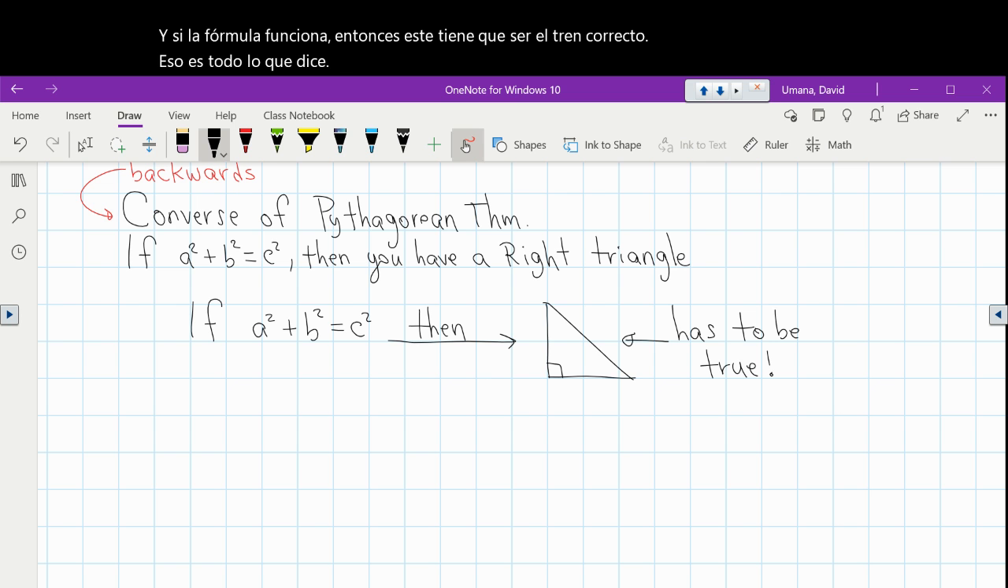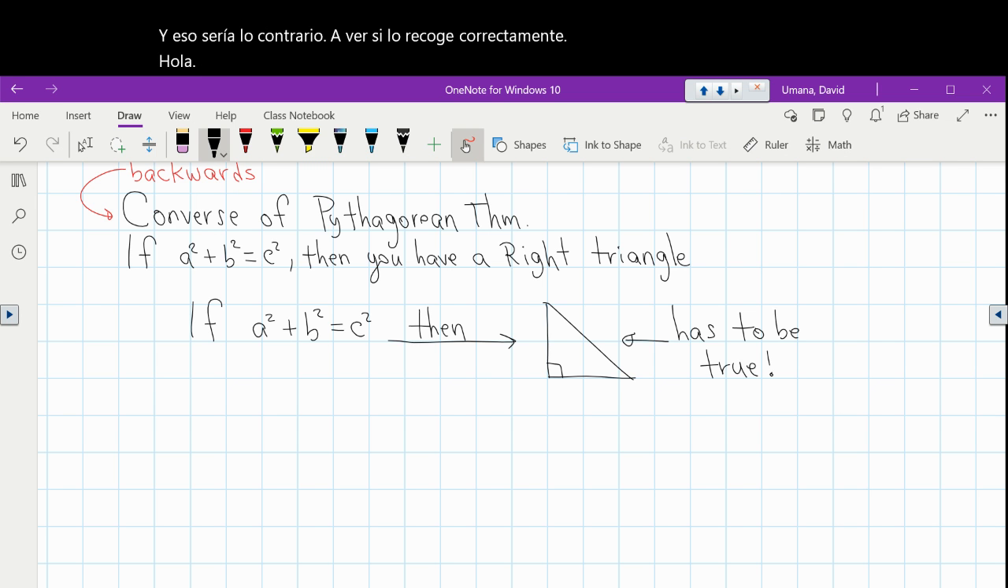So the key word today is this one that I'm calling converse. And that would be converse. Let's see if it picks it up correctly.